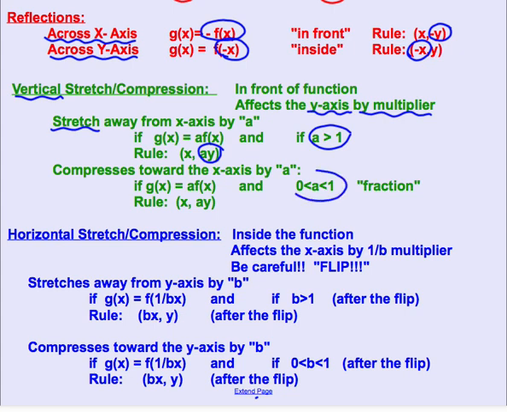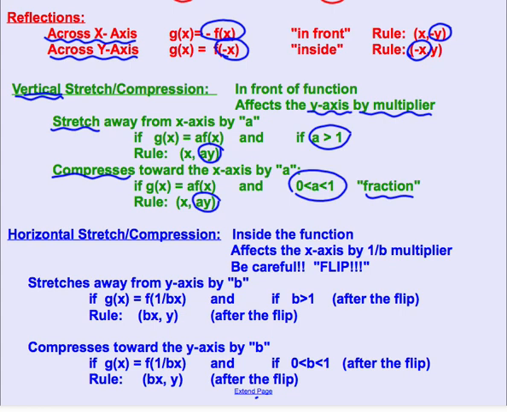If we have a number between 0 and 1, so think fraction, we're going to vertically compress it, and our rule is going to be multiplying again by that a, but it's going to be a fraction. It's going to vertically compress it.